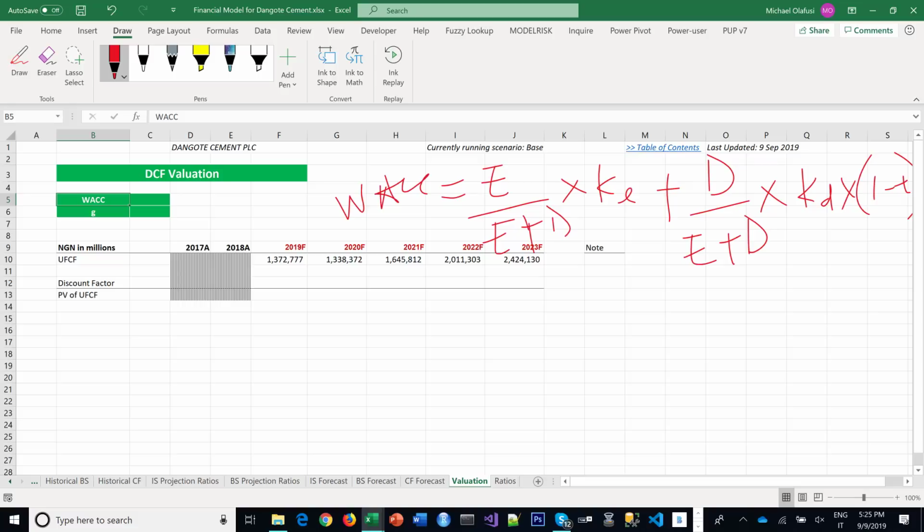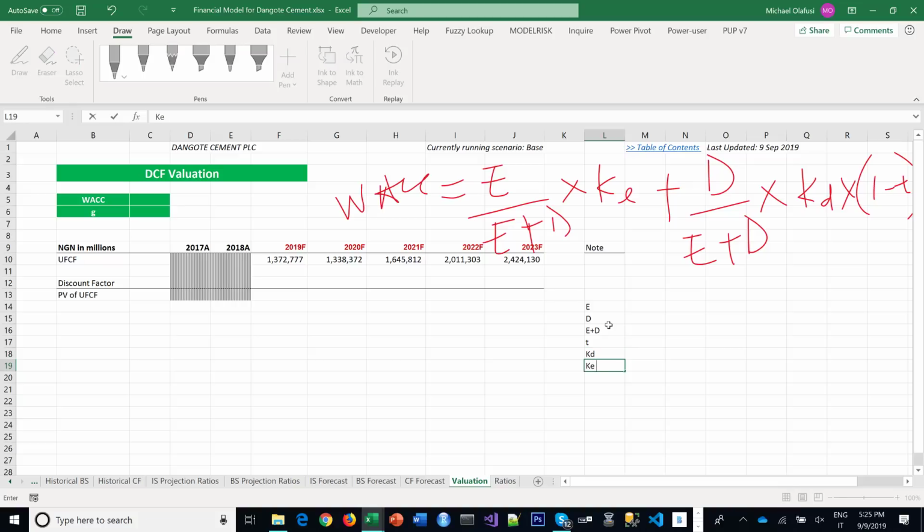In achieving it, we might need to go and extract all of these components. So we go and get the E, we will go and get the D, where we get the E plus D, the tax rates, what else. So for the cost of debt, that is pretty straightforward.